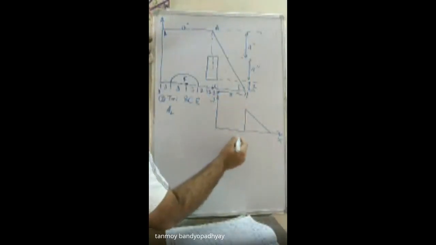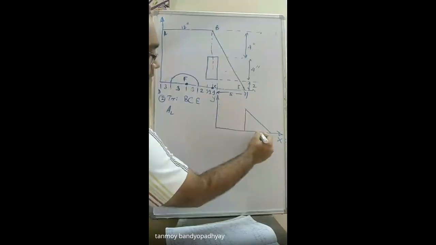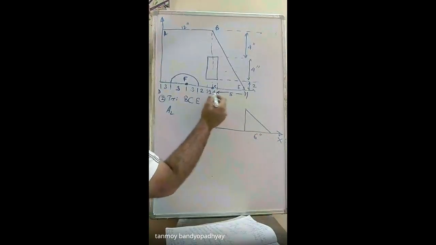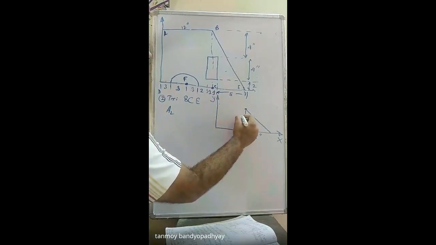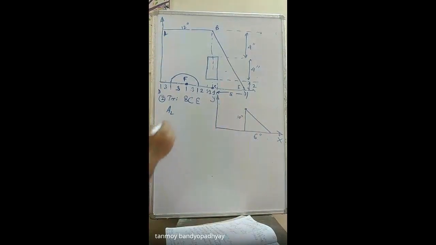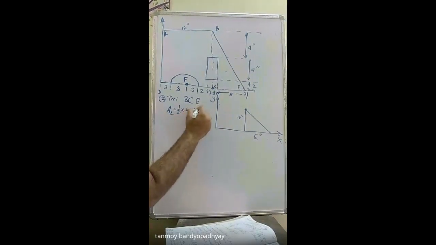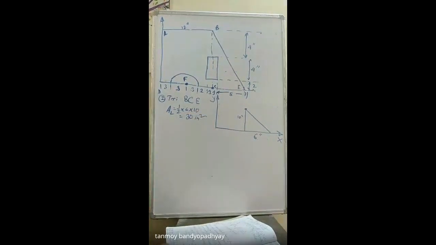So we should be having, so this one, the base should be equal to 6 inches. I hope you can understand. So this 5 plus 1, 6. And this height of the triangle is 10 inches. Okay? So A2, the area of the triangle, will be equal to half into base into altitude. So this is 30 inch square. Now we'll do another. Wait.